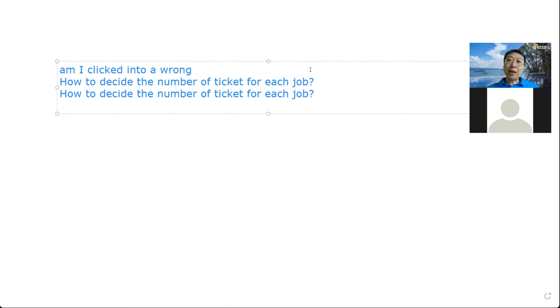Okay, so I could not copy those questions. Basically, I think the first question is, how to decide the number of tickets for each job? As I mentioned, this will be decided by the system admin, or if you don't decide, then the operating system designer will give you some default value, which you can utilize.